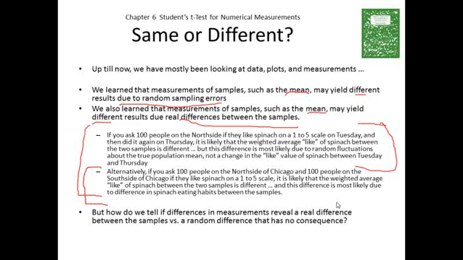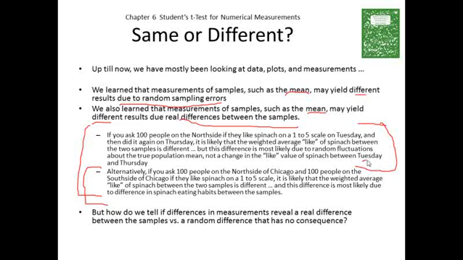Now look at the second case. Alternatively, if you ask 100 people on the north side of Chicago and 100 people on the south side of Chicago if they like spinach on a 1 to 5 scale, it is likely that the weighted average like of spinach between the two samples, north side and south side, is different. And this difference is most likely due to a difference in spinach eating habits between the samples.